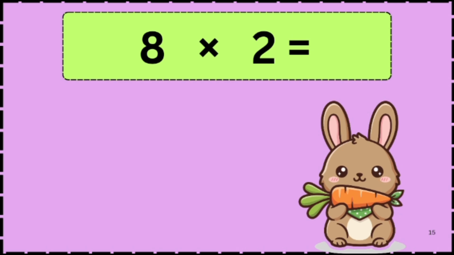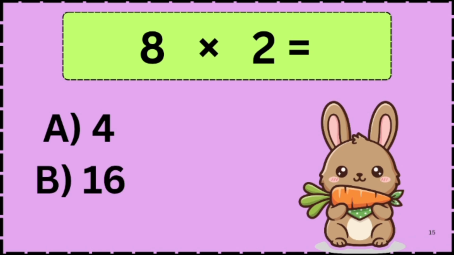8 times 2 is equal to A 4, B 16, C 12. The answer is B 16.